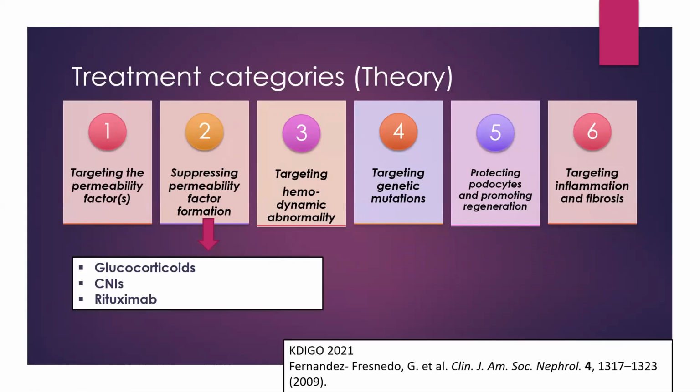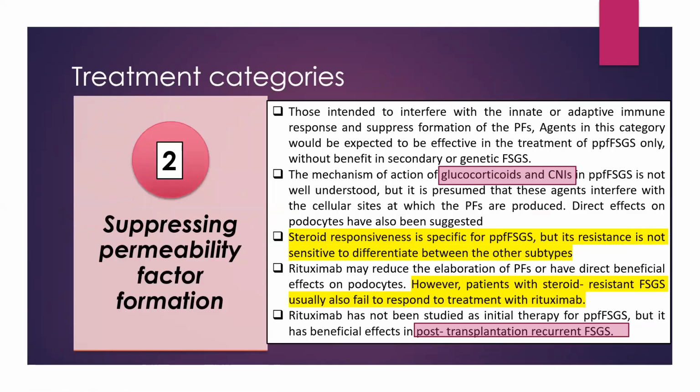For category 2, which is suppressing the permeability factor formation, this is the most important evidence we have. So we have the glucocorticoids, the CNIs, and the rituximab. Those intended to interfere with the innate or adaptive immune response and suppress formation of permeability factors. And we all know that the only standard treatment for FSGS is the glucocorticoids and in resistant cases is the CNIs.